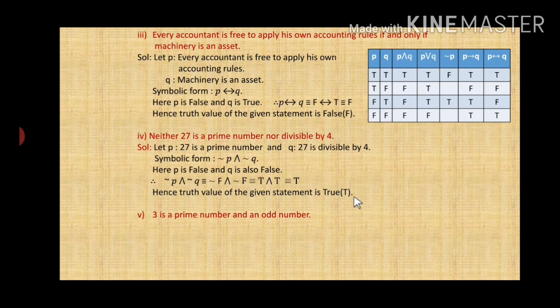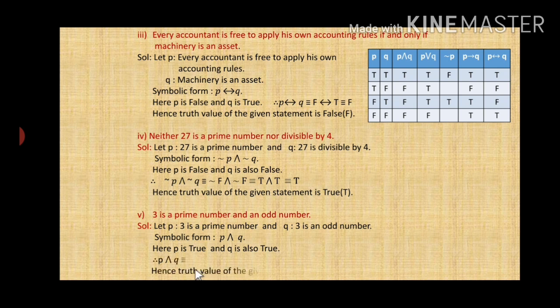Understood? Next. 3 is a prime number and an odd number. So the two statements will be P: 3 is a prime number, Q: 3 is an odd number. The symbolic form will be P and Q. Very simple. Now check the truth values. 3 is a prime number, yes, true. Q is an odd number, yes, true. So both P and Q are true. So T and T. See what is there over here? T and T is T. So the truth value of the given statement is true.